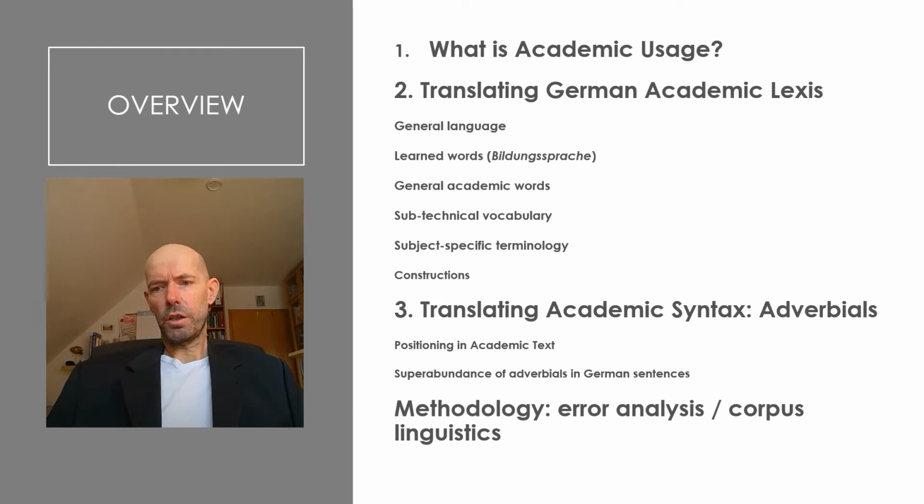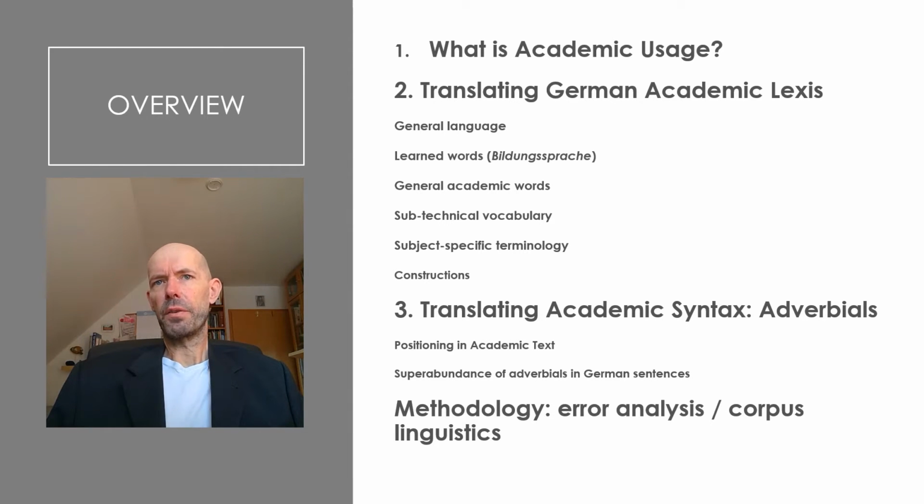Still, I'm not going to neglect syntax altogether, but I'm going to concentrate on just one area, the positioning and redistribution of adverbials or adjuncts. Most of you will be intuitively familiar with this translation difficulty. German sentences sometimes appear to be filled to bursting with adverbials, and it's usually impossible to pack all of those adverbs into just one English sentence. So this is one problem we're going to look at in part 3.